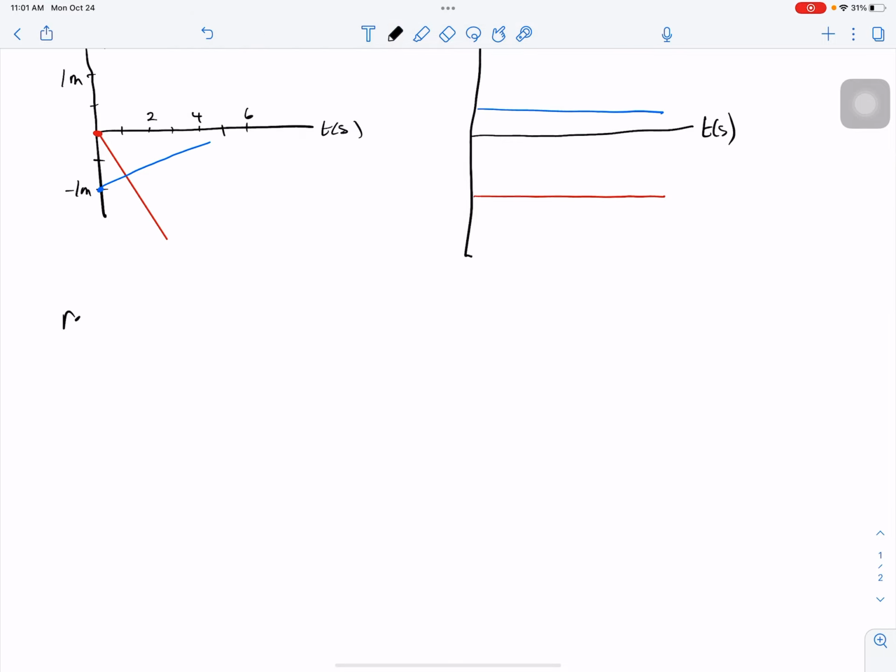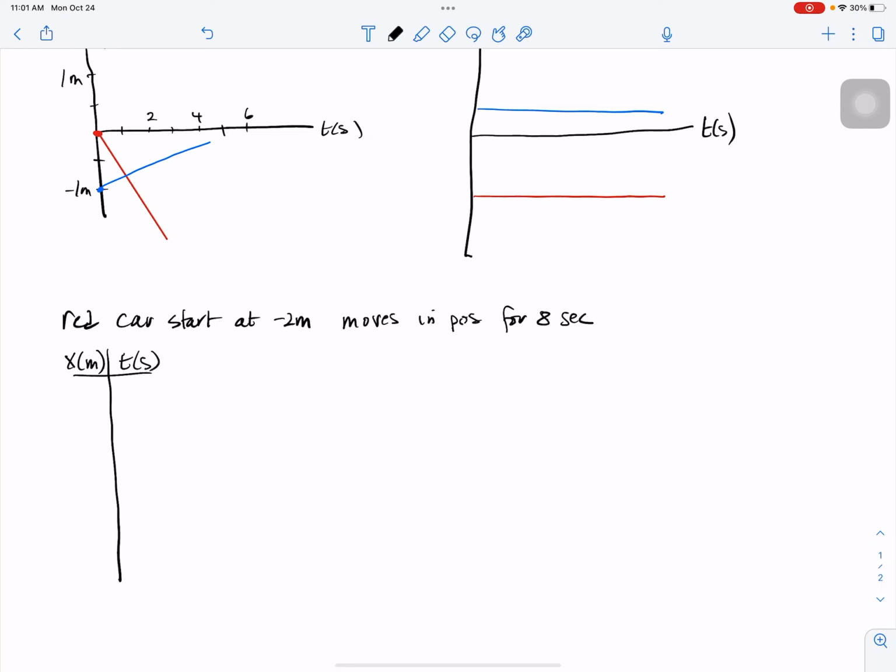So we'll say the red car starts at -2, and it moves in the positive direction for 8 seconds. And my sole purpose in doing this is to remind you that you know how to plot points, you know how to do something like this. So we've got x in meters, time in seconds, and I'm going to say that the velocity of the red car is 0.4 meters per second.